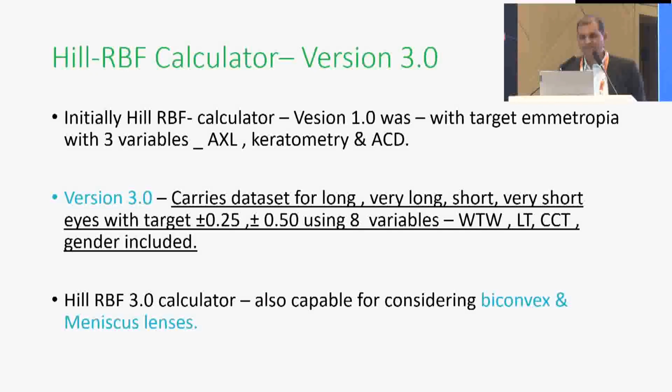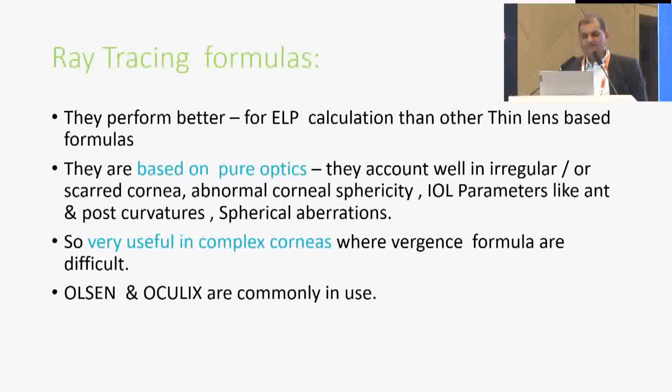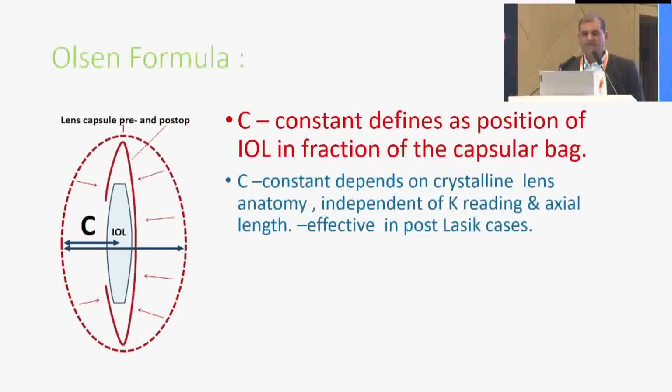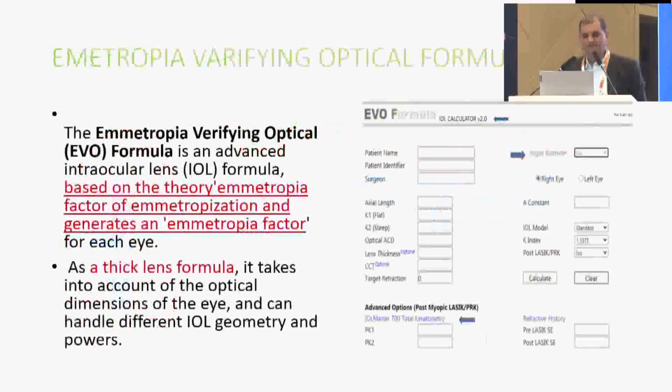Ray tracing formulas are purely based on optics, very useful for the complex cornea, particularly when a corneal scar is there or after refractive surgeries. In such corneas, they work very well. Where the keratometry readings are not reliable, the ray tracing formula works very well. Olsen is one of the ray tracing formulas where another factor, the C constant, is already there. That means the position of the IOL in the capsular bag. So the C constant has been taken along with the Olsen formula.